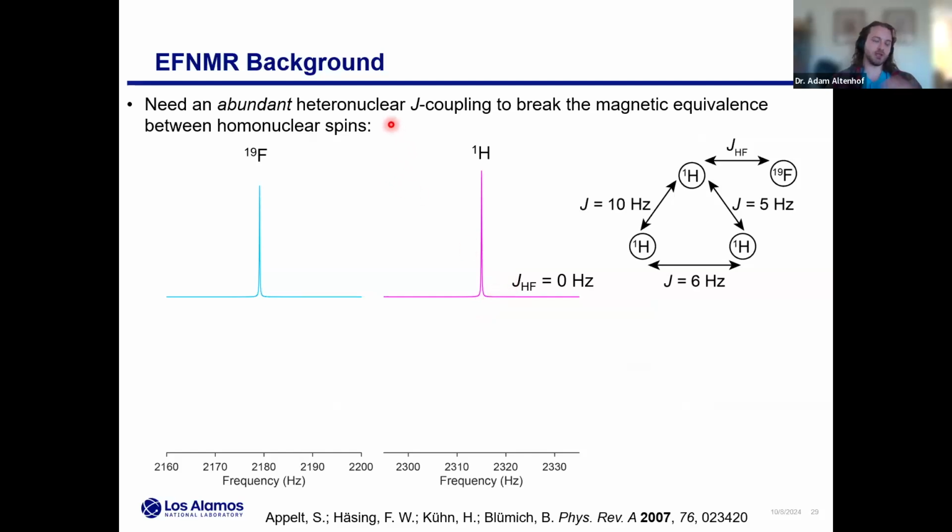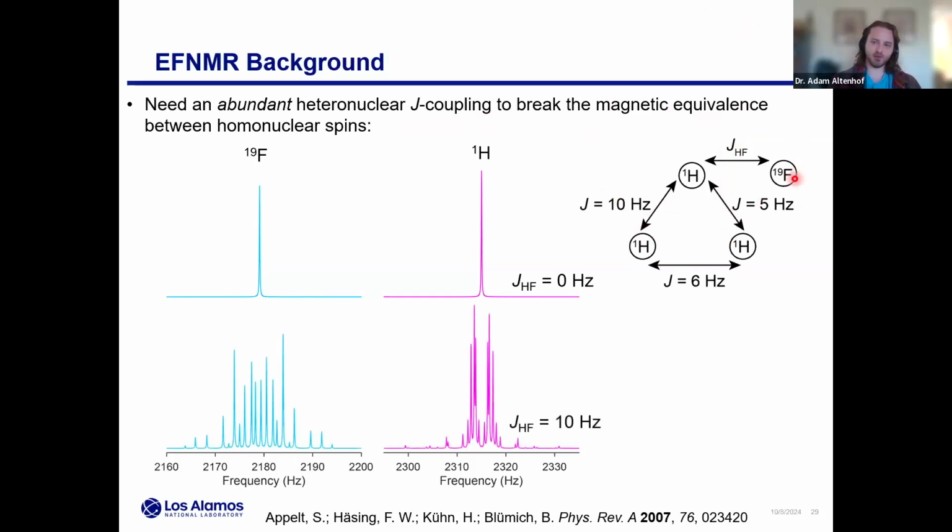Really what we need is probably ideally an abundant heteronucleus to break the magnetic equivalence of these protons. And you can see that here. If I just introduce a single fluorine to just one of these spins, say some 10 hertz coupling, what I see is this sort of initial 10 hertz splitting, and then all the subsequent proton-proton homonuclear coupling is taken as a perturbation on that. So now we can characterize all the J couplings in the system. And what's nice at Earth's field, we still have the Zeeman interaction, so we can also measure this effect on the 19F spins.